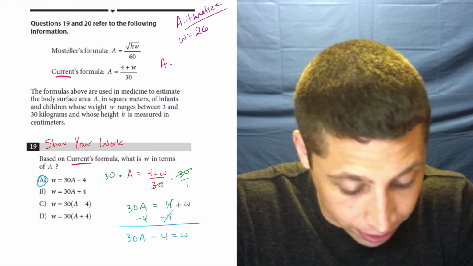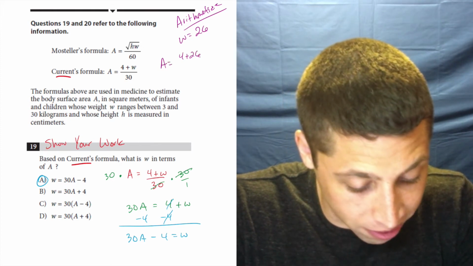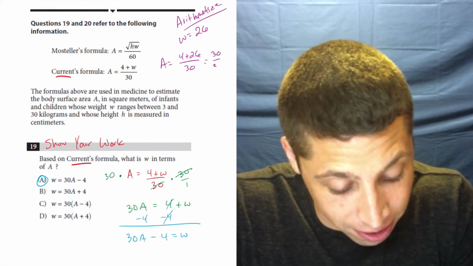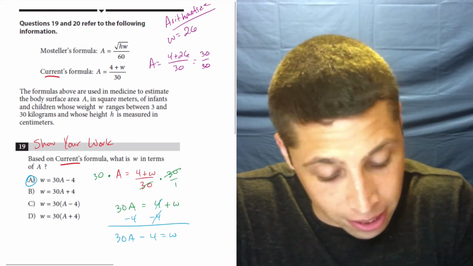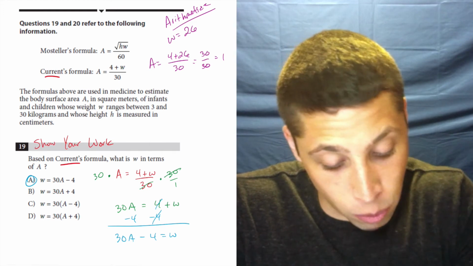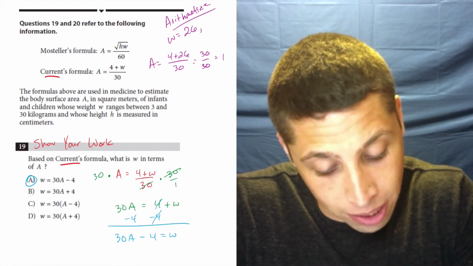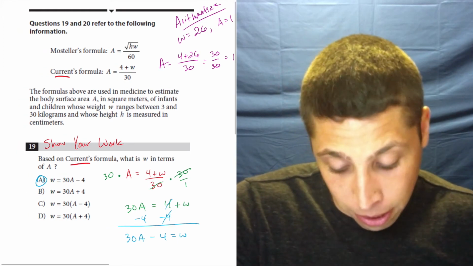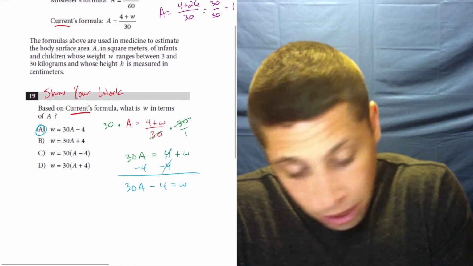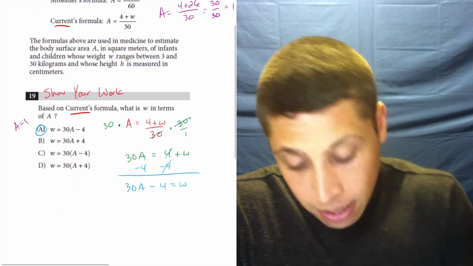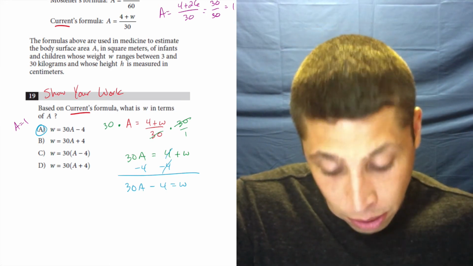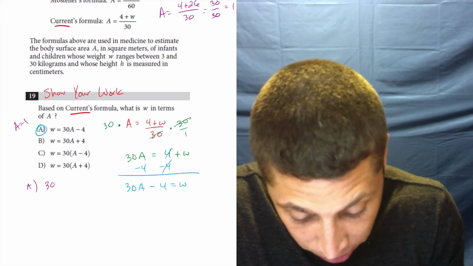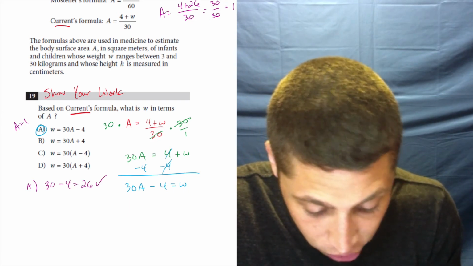Well then, in that case, I'm doing 4 plus 26 over 30. 4 plus 26 is 30. So 30 over 30 is 1. So when W is 26, A is 1, which makes it kind of easy to plug in. So now I go into here and I'm plugging in 1 for A, and I'm seeing what gives me 26. Well, choice A would be 30 times 1 is 30 minus 4, that's 26, check.